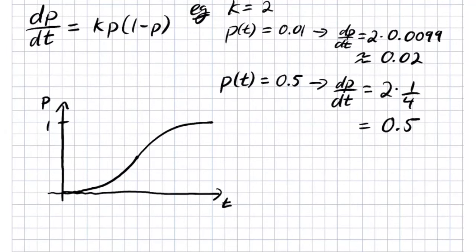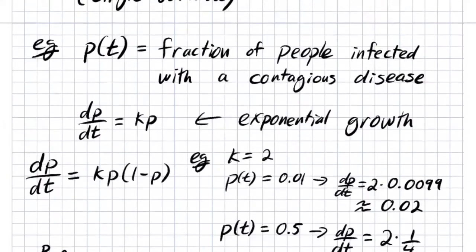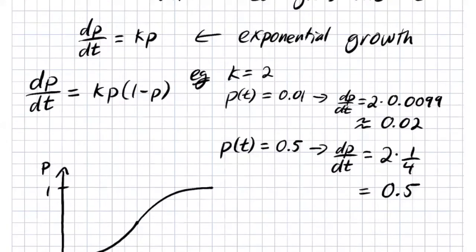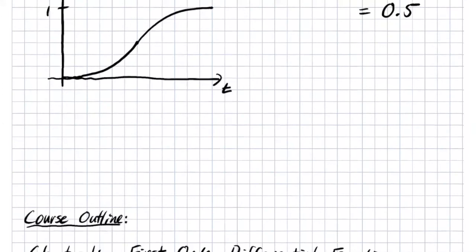Okay, so that's the logistic growth. So this is logistic growth. A much better model of how disease spreads.